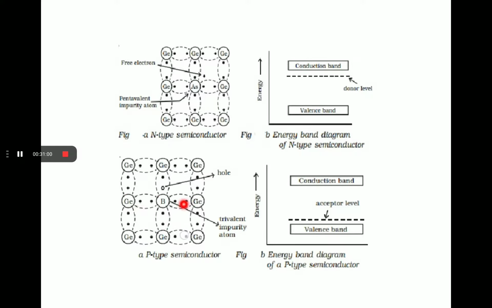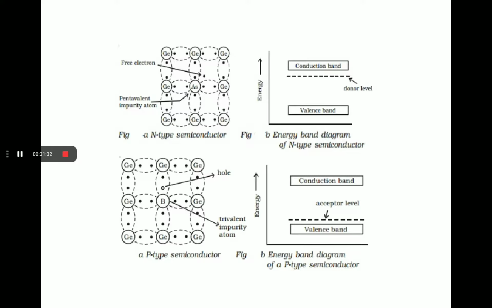It will generate covalent bonds with neighboring germanium atoms, three germanium atoms. So the fourth germanium atom will not get an electron from the boron because it has only three electrons. So these electrons form covalent bonds with the three neighboring atoms, and there is a deficiency of electron. Here you can see there is a deficiency of electron around the boron atom. Then an electron from the adjacent covalent bond jumps to fill the vacancy.